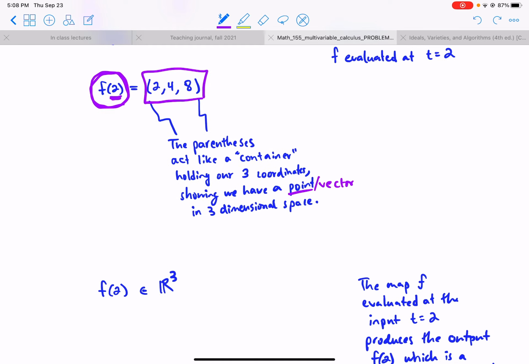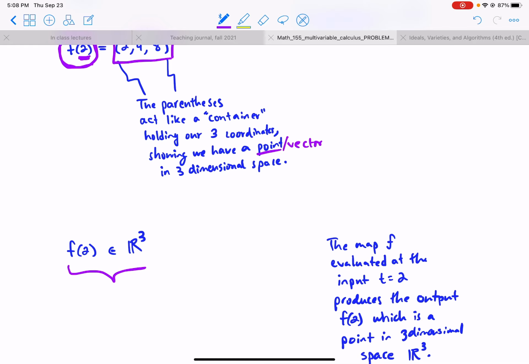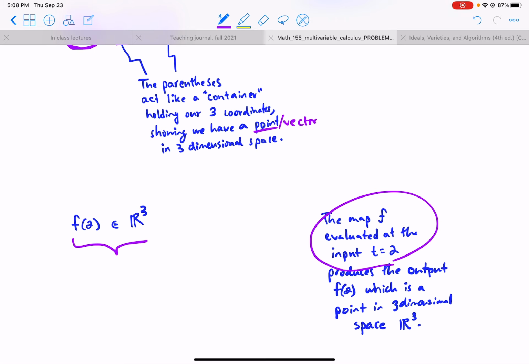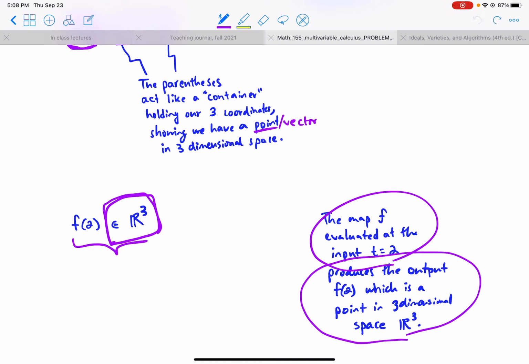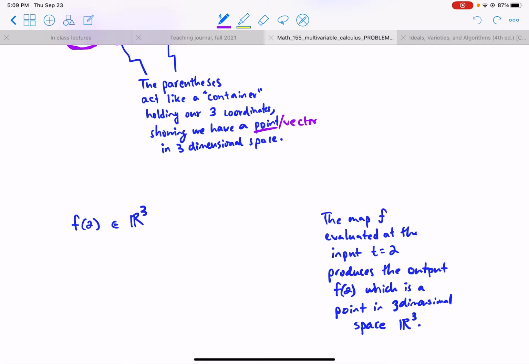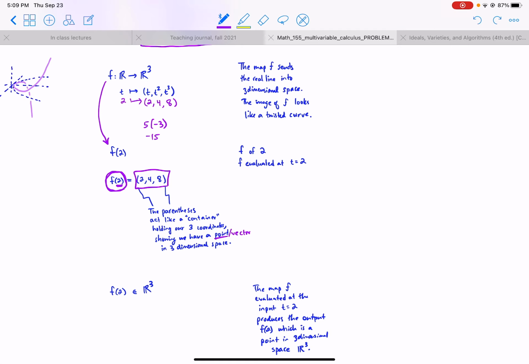Okay, and we could also write that f evaluated at the point 2 is an element of 3-dimensional space. So the output here is a vector, and we're just saying the map f evaluated at the input 2 produces the output f of 2, which is a point in 3-dimensional space. And that's this piece. It's sort of letting us know, where does this thing live? And why does it live there?